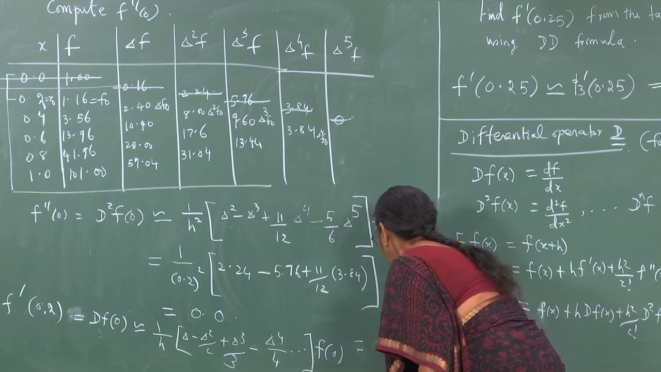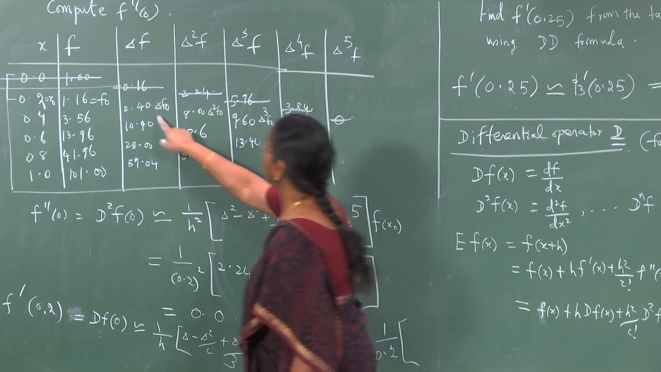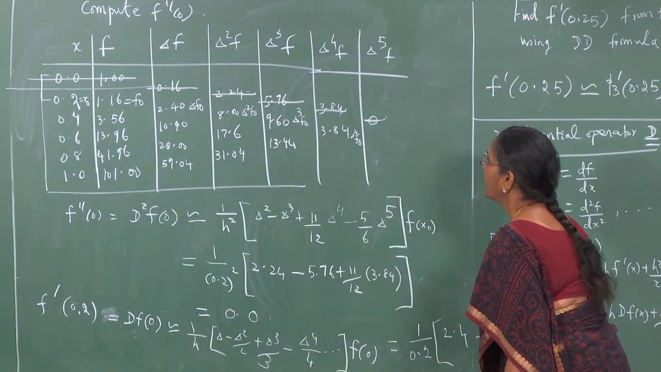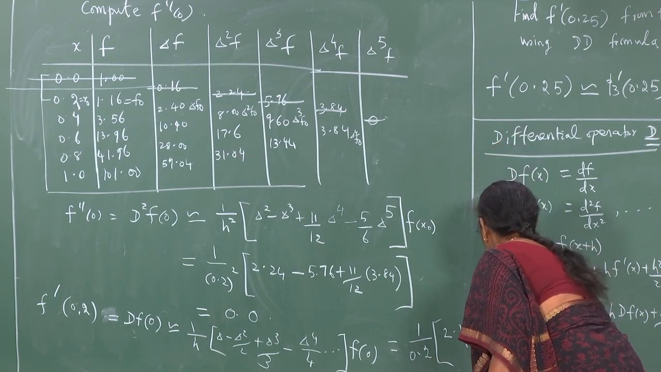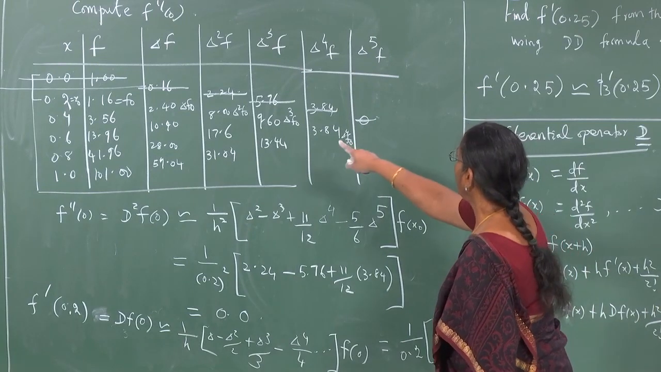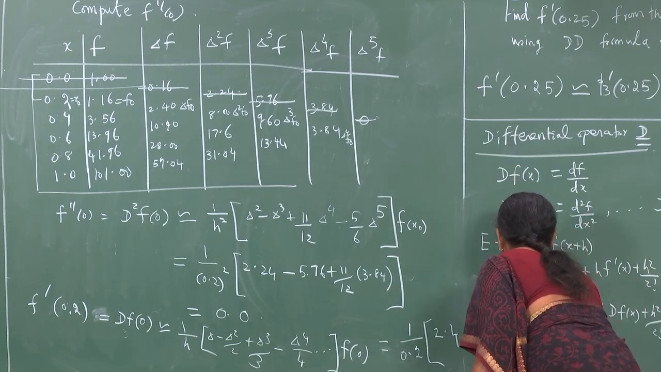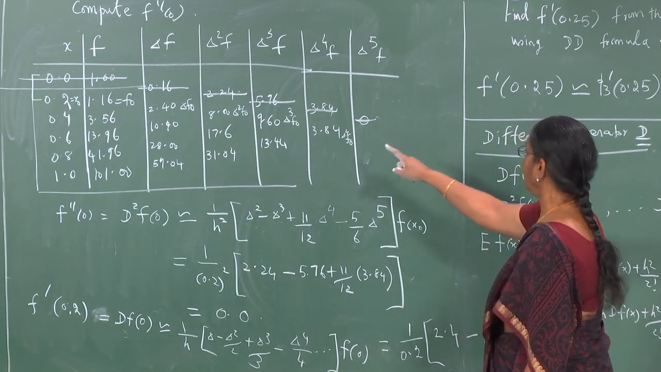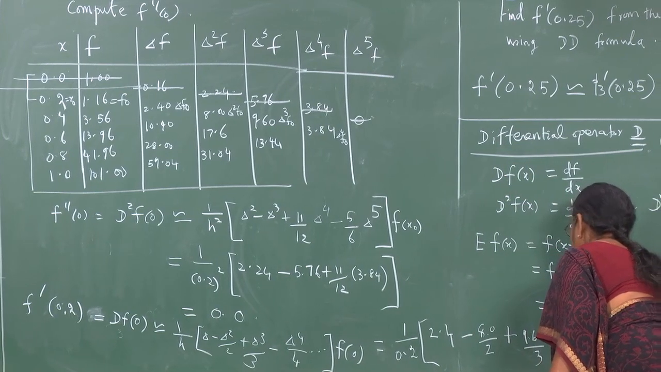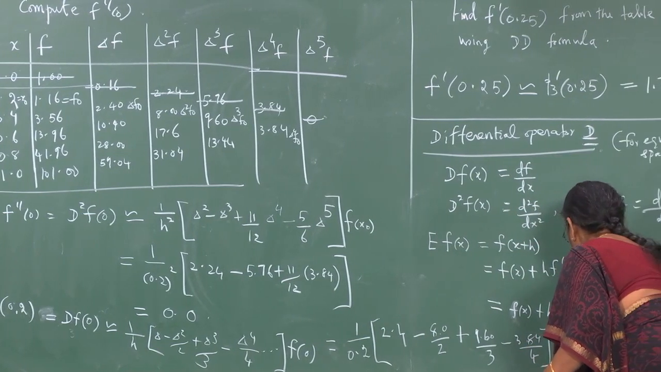Substituting this, you will get 1 by h, again 0.2, multiplied by delta on f of x naught. So, it is 2.4, then minus del square, so 8 by 2, then plus del cubed by 3 on f of x naught. So, it is 9.60 by 3, minus del power 4, so minus 3.84 by 4. So, evaluate this, and that turns out to be 3.2.